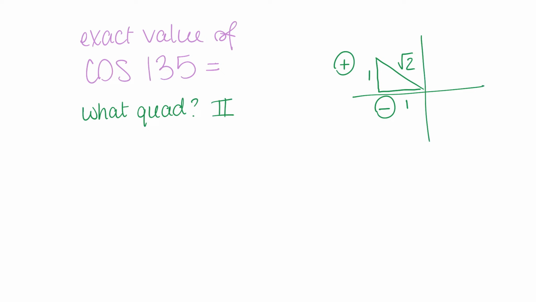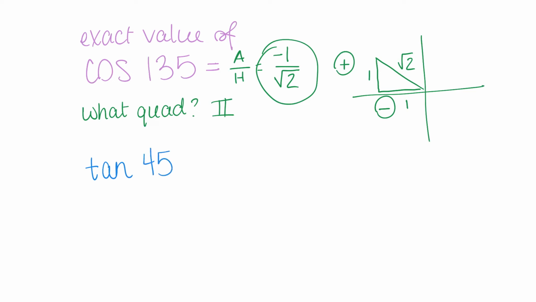Cosine requires adjacent over hypotenuse. So your adjacent is negative 1 over root 2. That's all you're going to do. What if I ask you to find the tangent of 45? The exact tangent of 45.